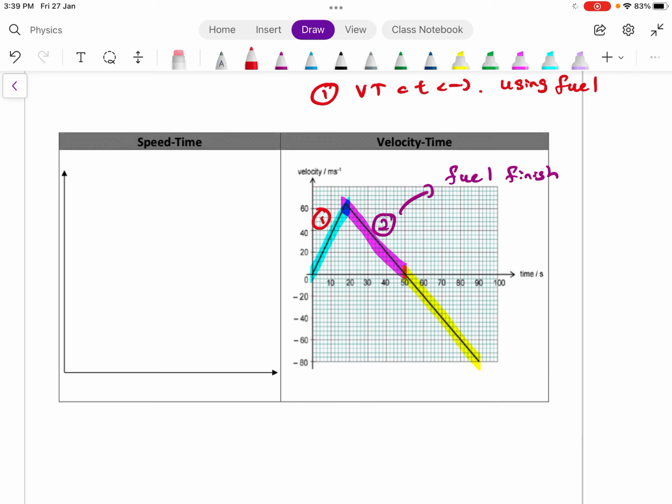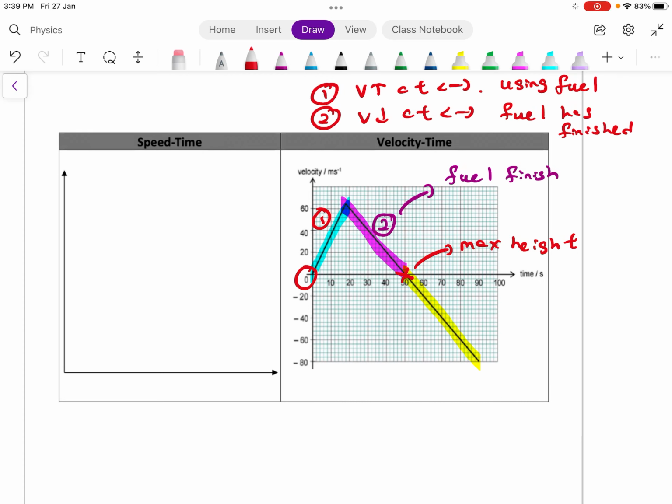So the next part is where suddenly there is a decrease in velocity, right? So this is where your velocity decreases at a constant rate. So this is where your fuel has finished. After that, you realize that at 50 seconds, the velocity is 0 meters per second. So this is where you reach your maximum height.